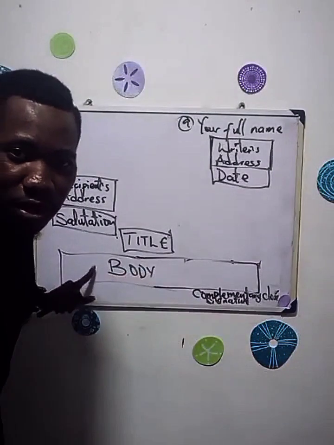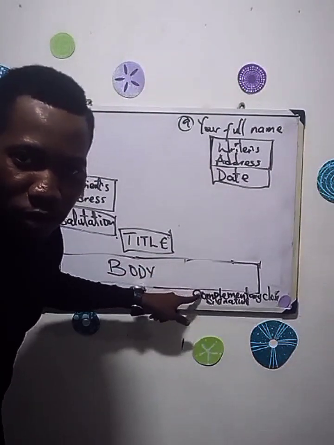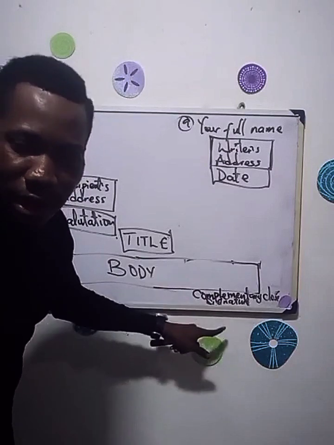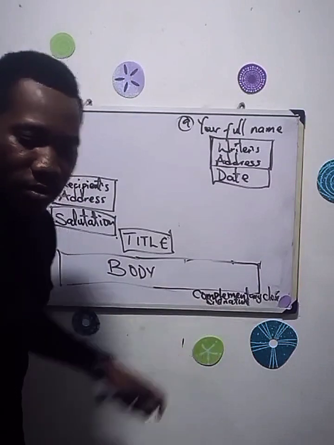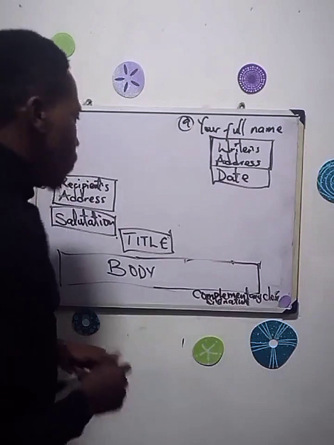Okay. So after the body of the letter, you now have your complementary clause, your signature, and your full name underneath. All right. So we're going to have an example now.